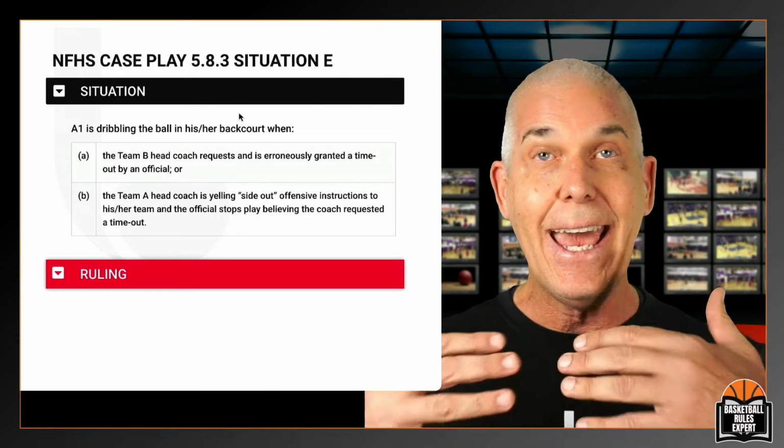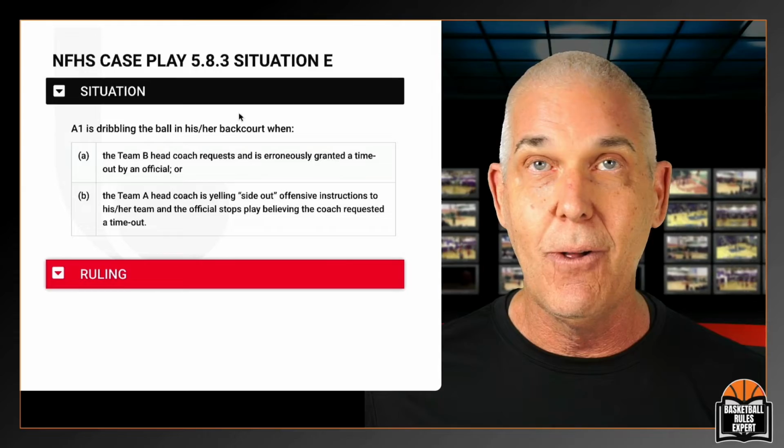All right, so A1 is dribbling the ball in the backcourt. Team B requests a timeout. The officials erroneously grant the timeout to Team B. And in the second situation, the Team A coach is giving offensive instructions to his team, 5 out, 5 out. The officials misinterpret and grant a timeout to the Team A coach. How do we handle those two situations?